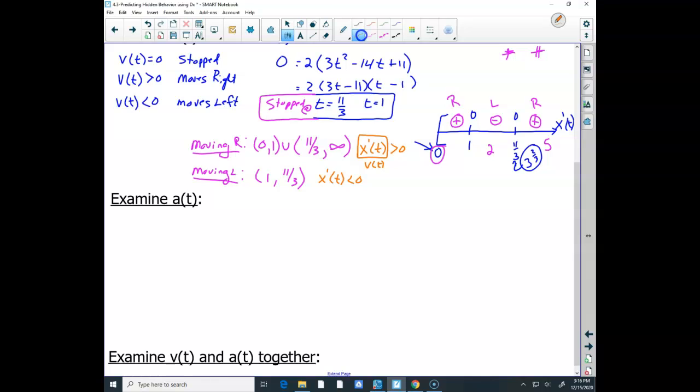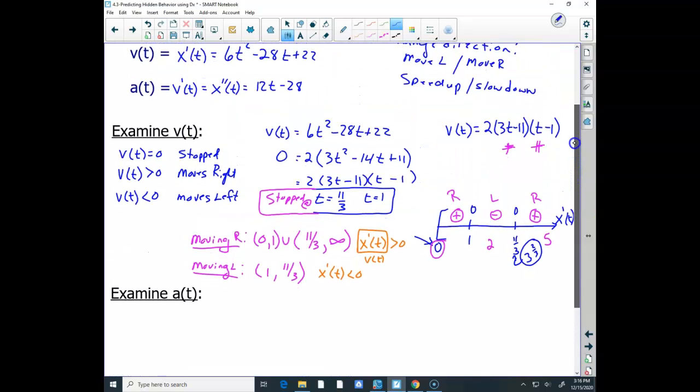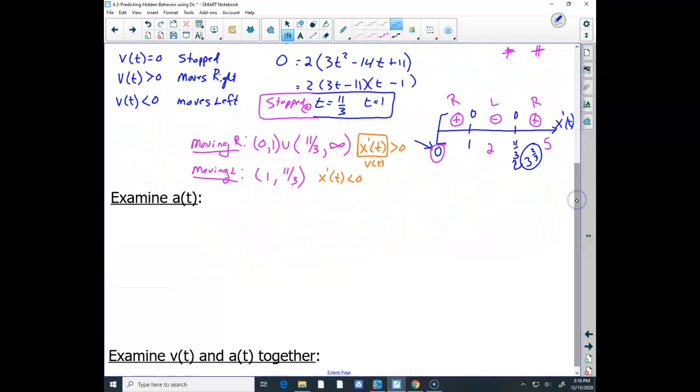So now the next thing we're going to do is examine the acceleration function. Doesn't that sound like fun? What is my acceleration function? Well, I've got to look up. My acceleration is, ooh, that's a hard one. A of t is 12t minus 28. A of t equals 12t minus 28.